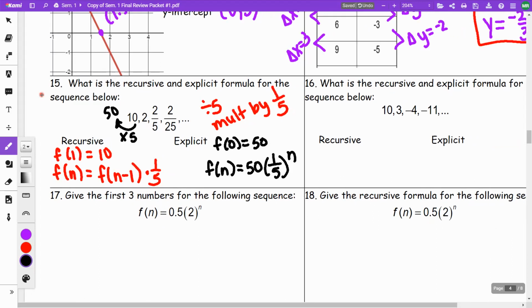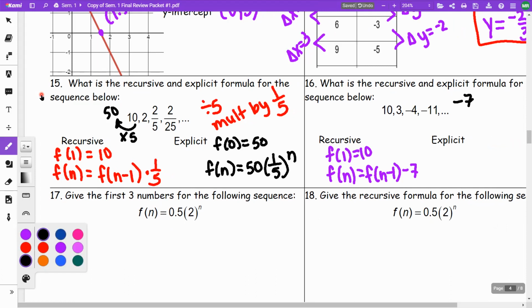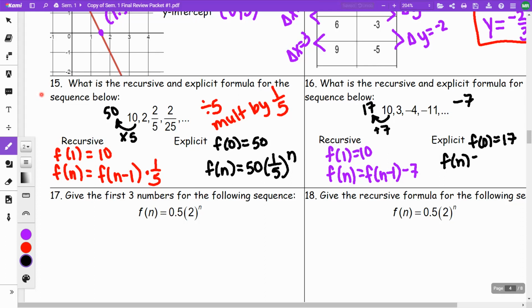On the next one, it looks like I am minusing 7. So for this one, my recursive f of 1 is equal to 10. F of n is equal to f of n minus 1 minus 7. For my explicit, again, I need to go backwards and find my 0. So going backwards, I'm going to add 7, which is going to give me a 17. So let me just jot down my f of 0 was 17. So I know my f of n, I'm starting with 17. I'm minusing 7 n times.